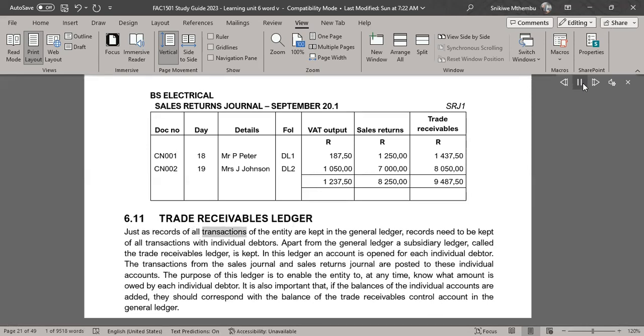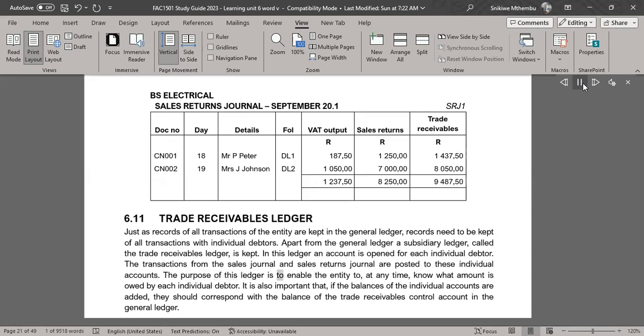Just as records of all transactions of the entity are kept in the general ledger, records need to be kept of all transactions with individual debtors. Apart from the general ledger, a subsidiary ledger, called the trade receivables ledger, is kept. In this ledger, an account is opened for each individual debtor. The transactions from the sales journal and sales returns journal are posted to these individual accounts.